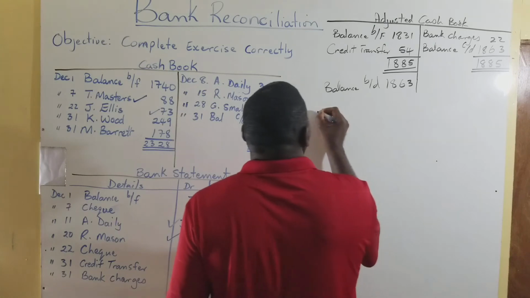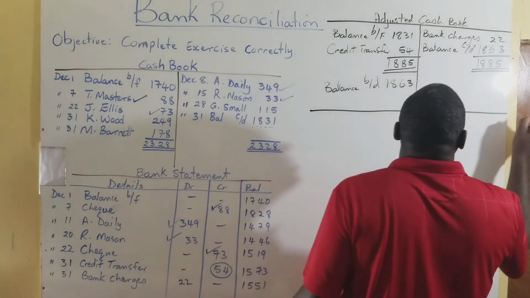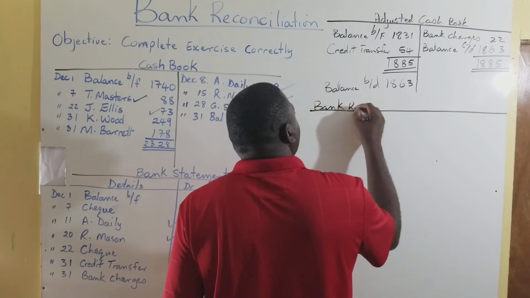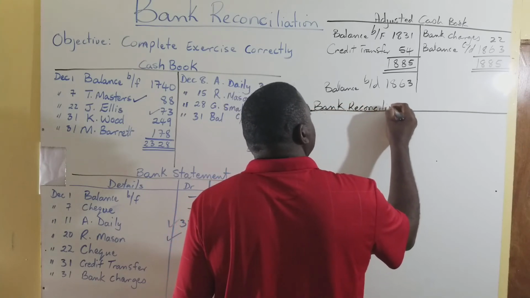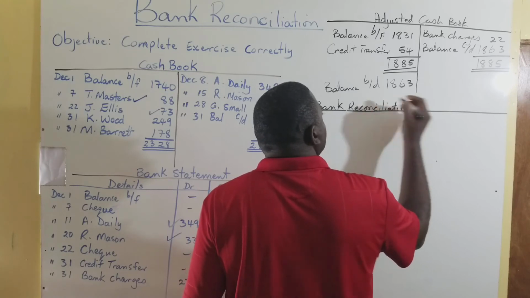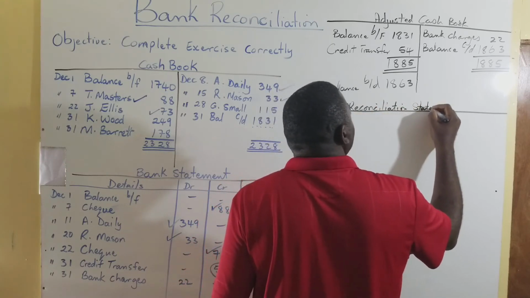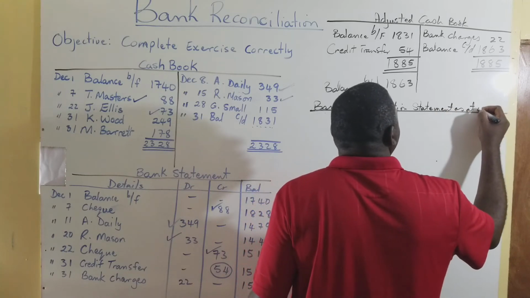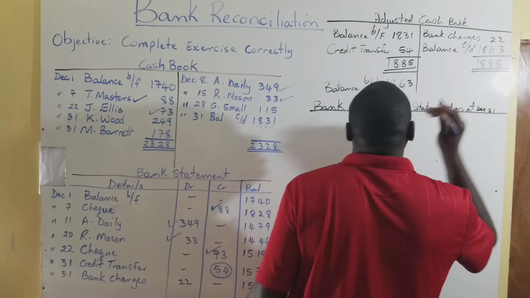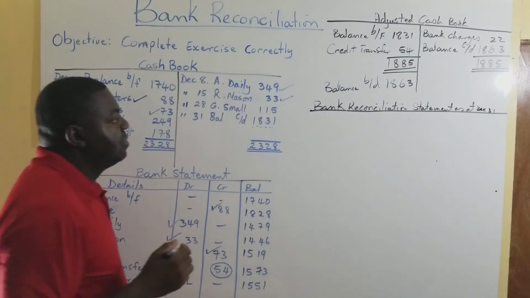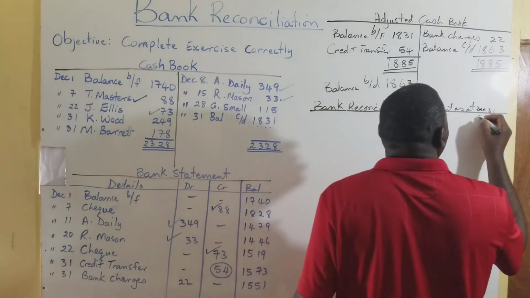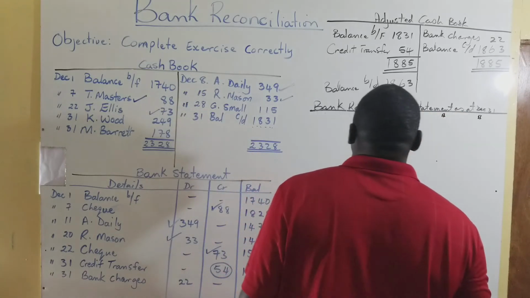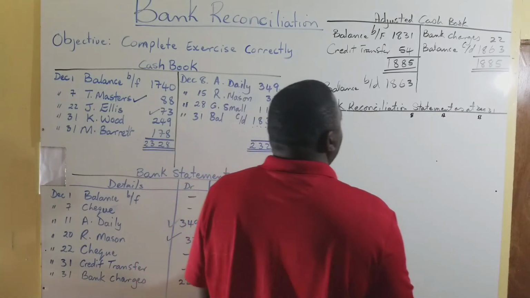Our next action is to do the bank reconciliation statement. So let's begin. Bank reconciliation statement as at December 31st, since we've been working with December. All right, so we're going to have one money column here, one here, and we can have another one here. All right, so let's begin.